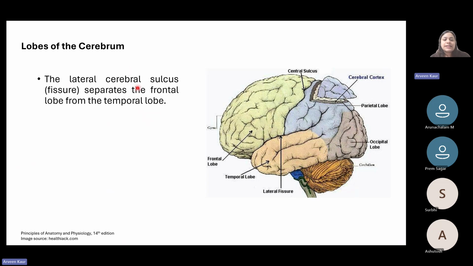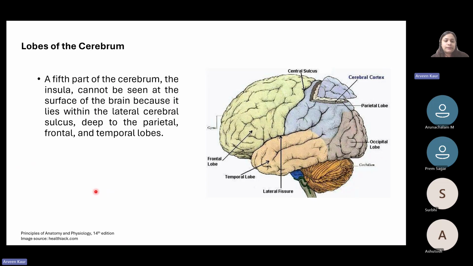The lateral cerebral sulcus or fissure over here separates the frontal lobe from the temporal lobe. The parieto-occipital sulcus, it goes over here, separates the parietal lobe from the occipital lobe. A fifth part of the cerebrum, the insula, cannot be seen at the surface of the brain because it lies within the lateral cerebral sulcus, deep to the parietal, frontal, and temporal lobes.